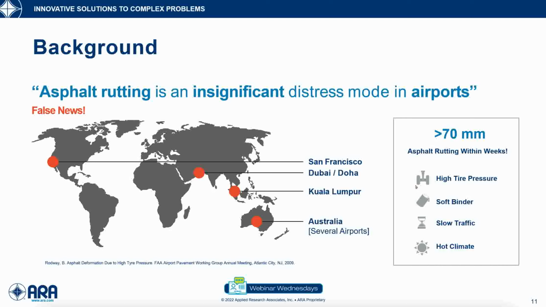Of course, one would suspect that high tire pressure from the aircraft are causing that, soft binder used in the top layer, the slow traffic from the airplanes as they wait for their turn to take off, and maybe these airports are in a very hot climate, making the surface layer soft and thus leading to rutting. All these are legitimate factors that affect and impact rutting, but we don't know to what extent they impact rutting and whether they're the only factors that impact rutting, and that's what we're trying to investigate in this study.